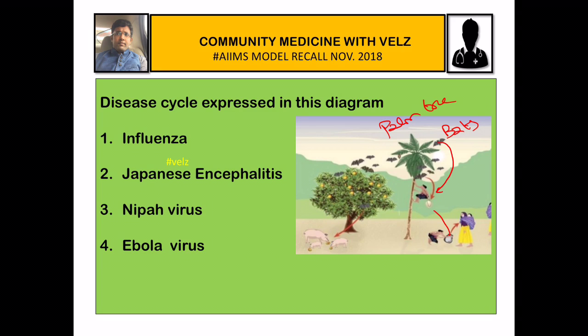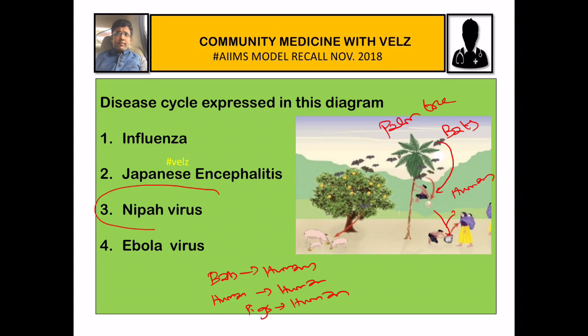When the man drinks this, it can go into the humans. So the chance of transmission is from bats to humans. And then it can also spread from human to human. Then it can also spread from pigs to human. So this is seen mainly in Nipah virus.